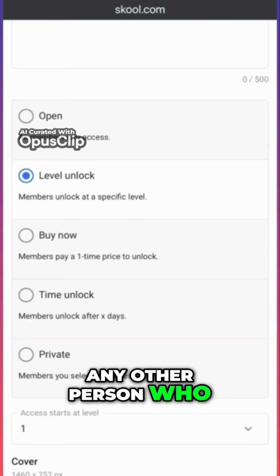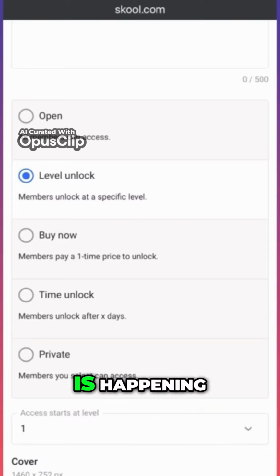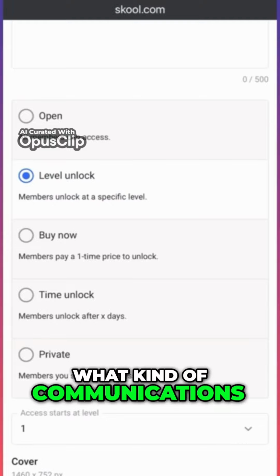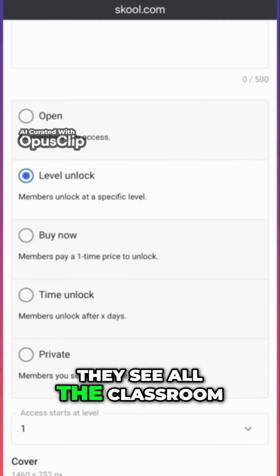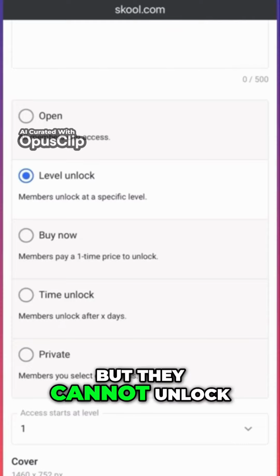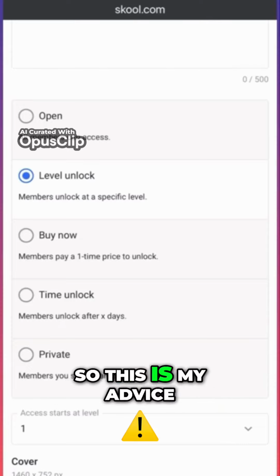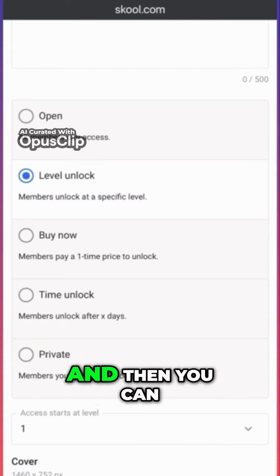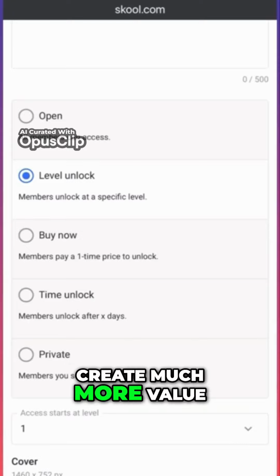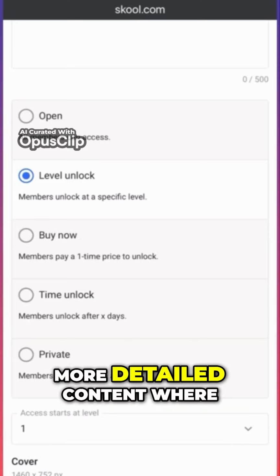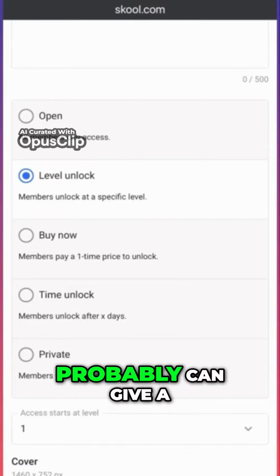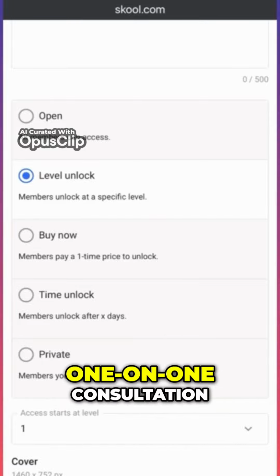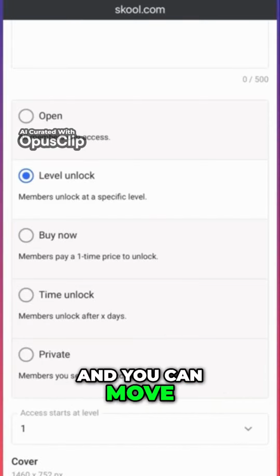Any other person who is just browsing can see what is happening, what kind of communications we have, and what type of discussions we are running. They see the whole classroom and all the classes, but they cannot unlock the classes. So this is my advice. And then you can create much more value, more detailed content, where you can give more actionable steps and probably give a one-on-one consultation, and you can move the ladder over here.